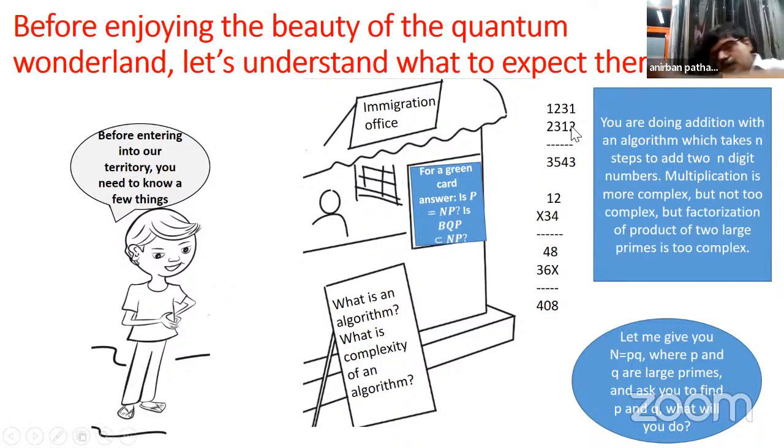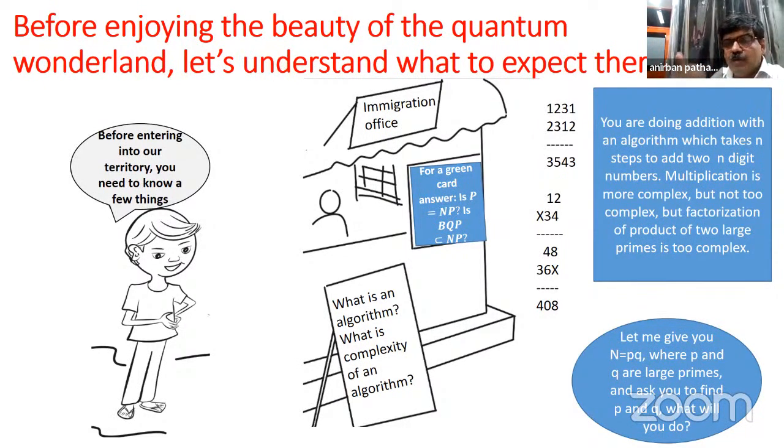The first statement is that algorithms have nothing to do with computers. To elaborate, let's take 1231 plus 2312. An algorithm is a systematic procedure to solve a computational problem. If I'm doing 1231 plus 2312, I write the numbers, write the next number below that, and add them digit-wise, decimal place-wise. A 4-digit number plus a 4-digit number takes 4 steps, so an n-digit number plus an n-digit number takes n steps. Any problem which takes n steps is of the same level of complexity.